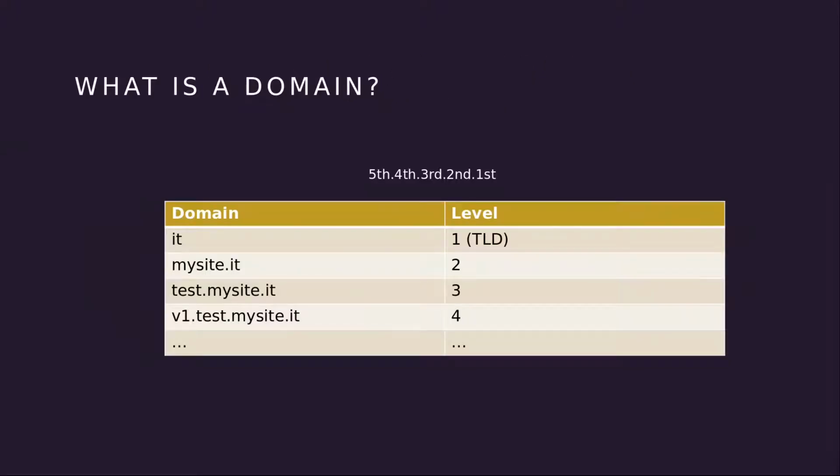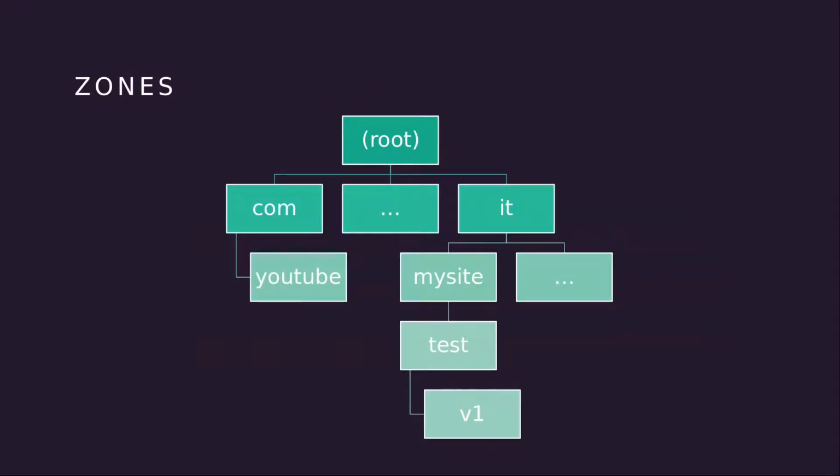So we need to make clear what a domain is. Well, a domain is a string separated by dots, and it is composed of a top level domain and a series of other levels that may be added to this domain to identify another resource. The first one, for example, it, com, org, net, and so on, is called top level domain, TLD. And then we have other levels up to 5.